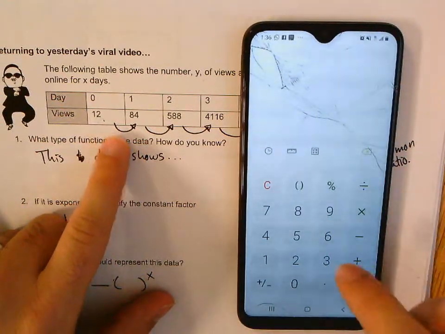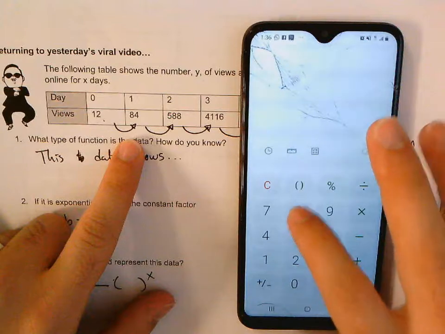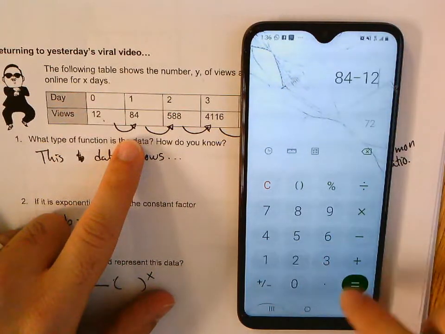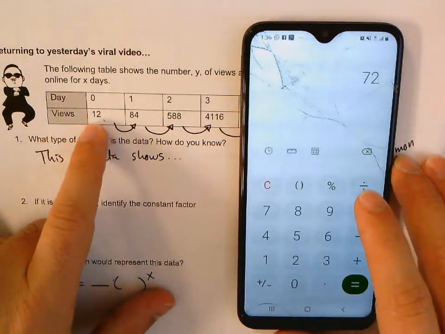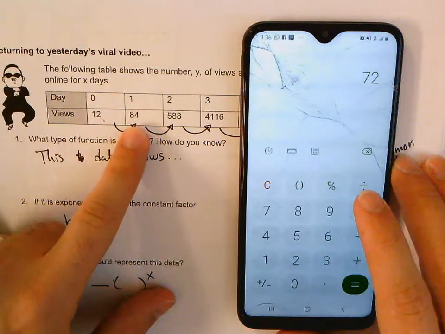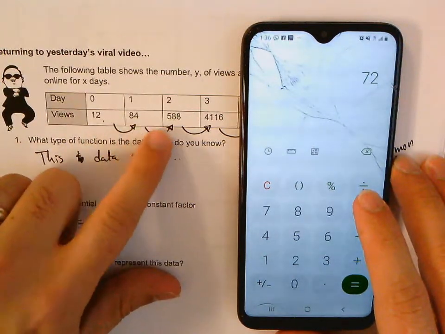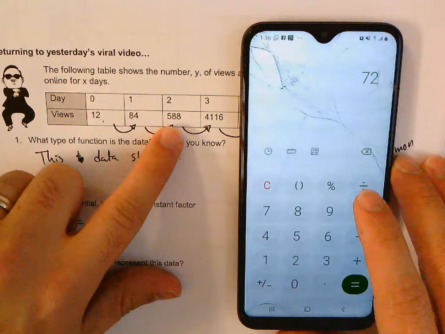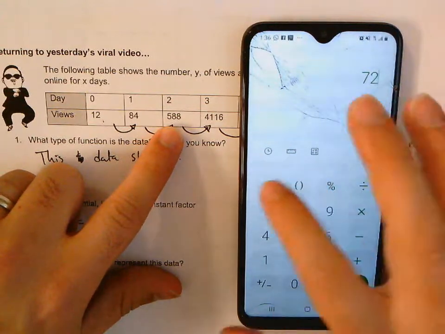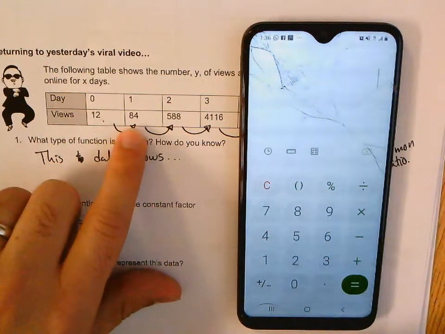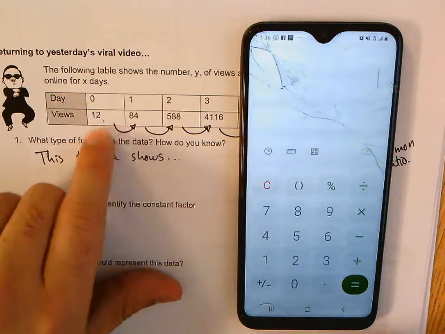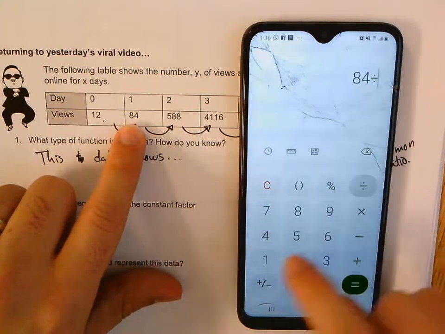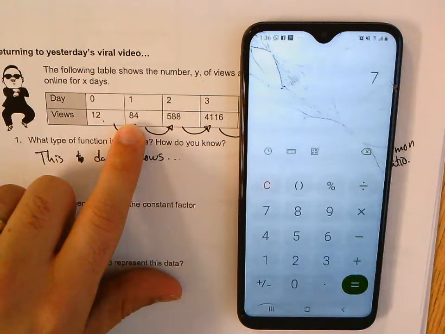So we have 84 minus 12. That's a way that I can check. Well, 12 plus 72 is 84. But 84 plus 72 is 156, not 588. That doesn't make any sense, right? So the other thing that I can try is divide 84 by 12. 84 divided by 12 is 7.